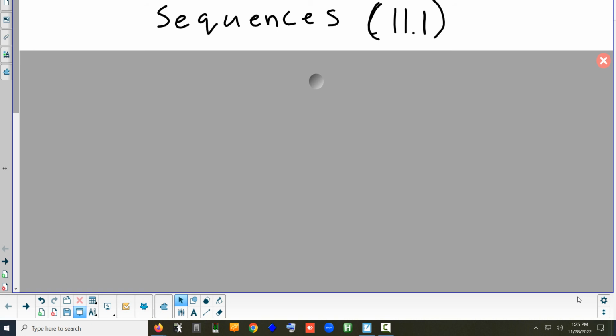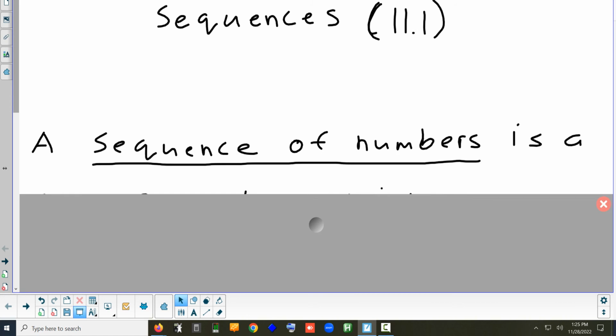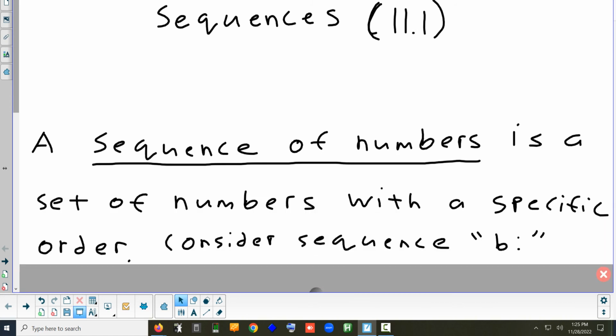We're going to start off by taking a look at section 11.1, which is on sequences. So basically, a sequence is just a list of numbers. You might remember from Algebra 2, sometimes you add the numbers up. That's the next step. That's called a series. We're going to look at a series tomorrow. But a sequence is just a list of numbers.